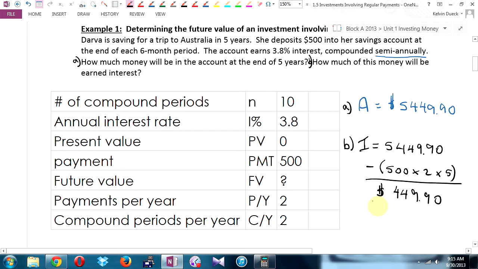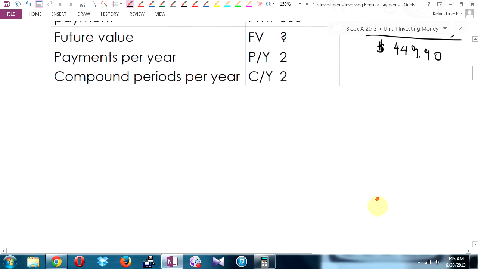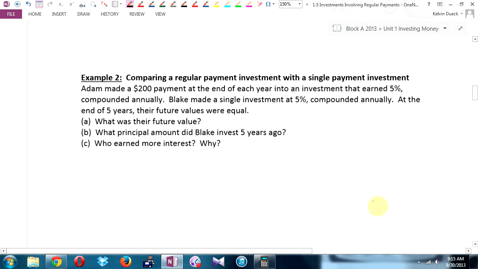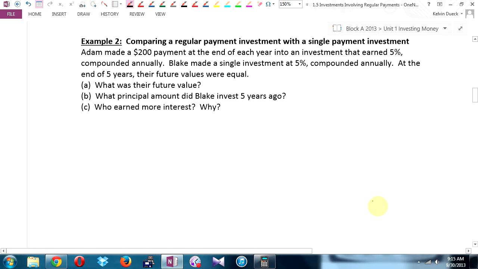So let's play with our calculators. Let's see what we can now handle. Example 2. Comparing a regular payment investment with a single payment investment.